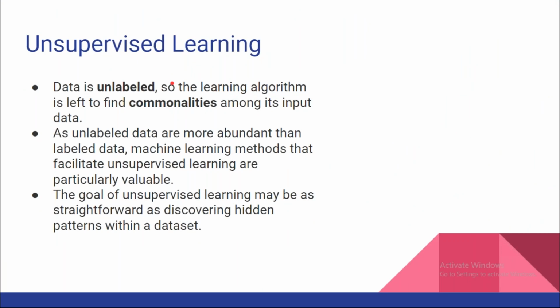In the case of unsupervised learning, the data is unlabeled for the algorithm to find the patterns. So if the data is unlabeled, what exactly is the algorithm going to do? Obviously, it has to find the commonalities among the input that it has received. And unlabeled data is more abundant. As I said in the first place, more than 80% of the data is unlabeled. Machine learning methods that facilitate both supervised and unsupervised learning are particularly valuable. In the case of clustering, I'm able to divide the data into clusters. So the goal of unsupervised learning may be as straightforward as discovering hidden patterns within the data set.